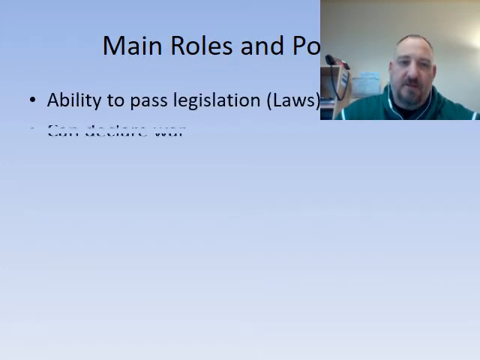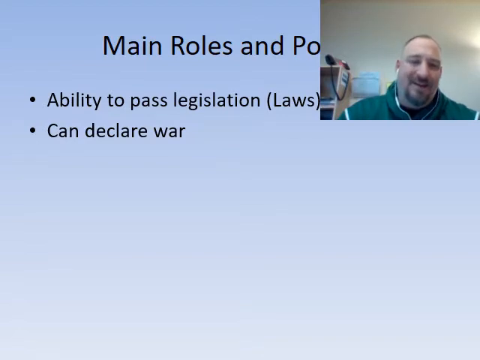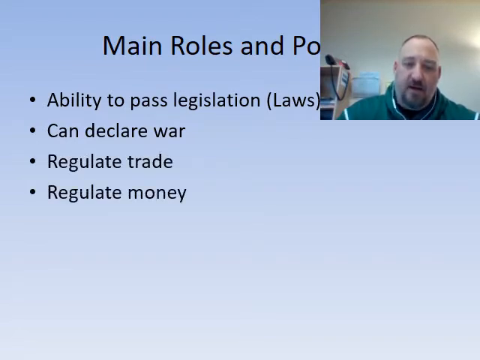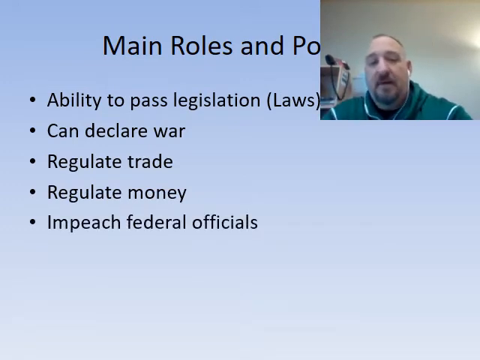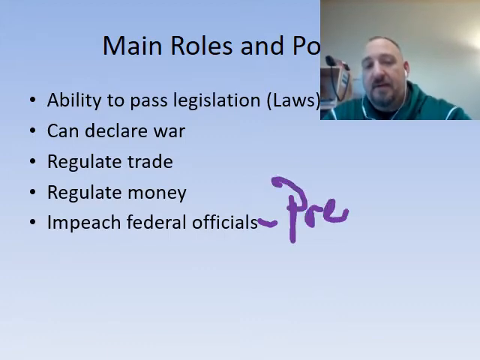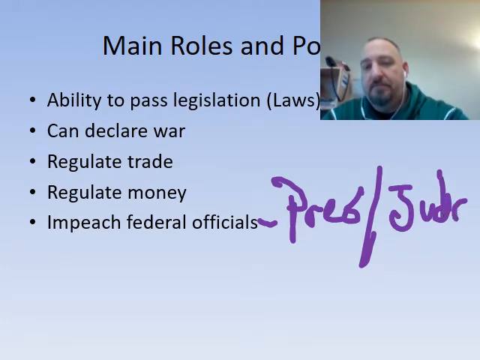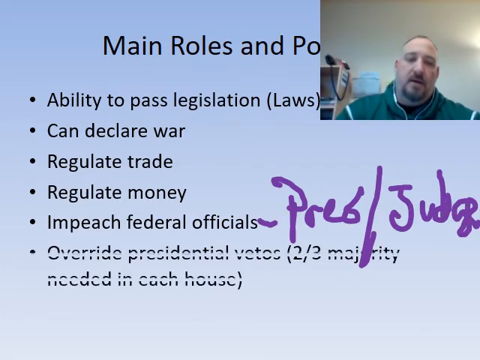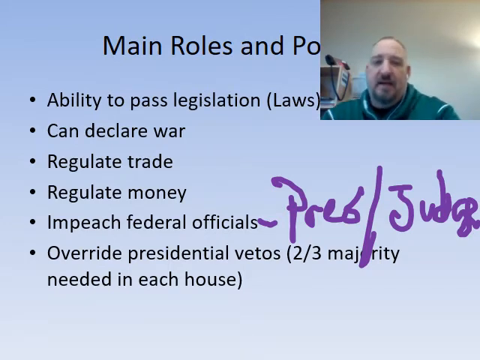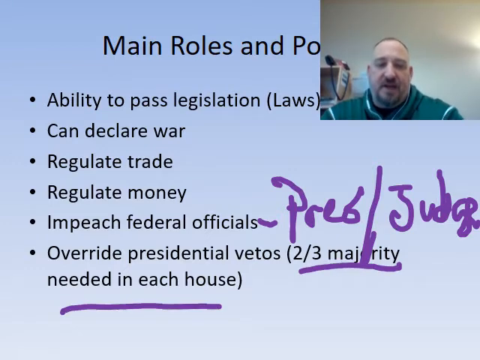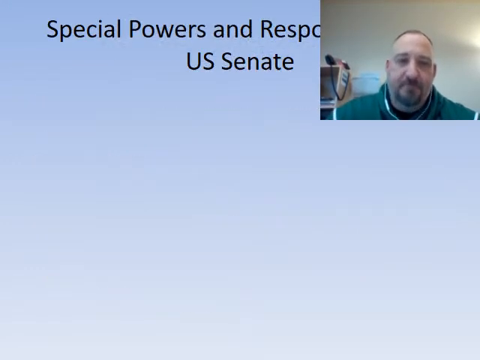Main roles and powers. They have the ability to pass laws. They can declare war. They regulate trade, regulate money. They can impeach federal officials, the president, judges, and they can, part of the checks and balance system, they can override presidential vetoes, but they need a two-thirds majority in each house, two-thirds majority.